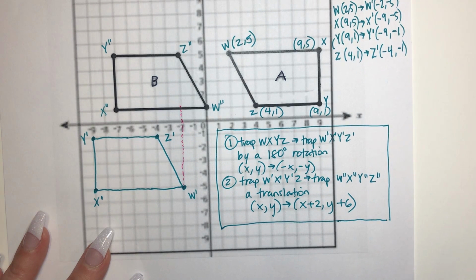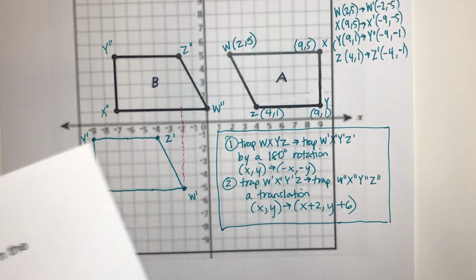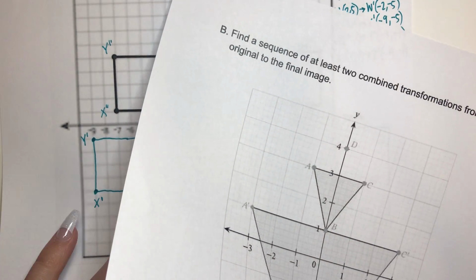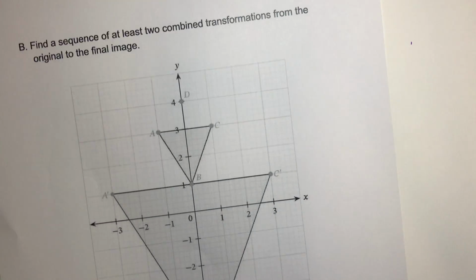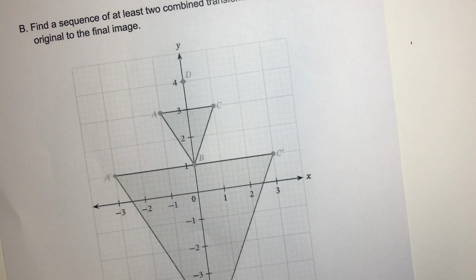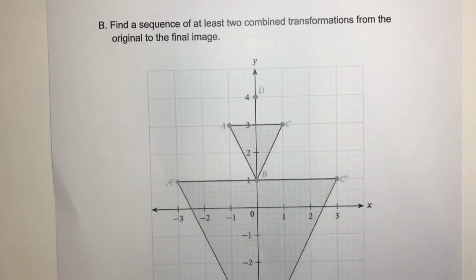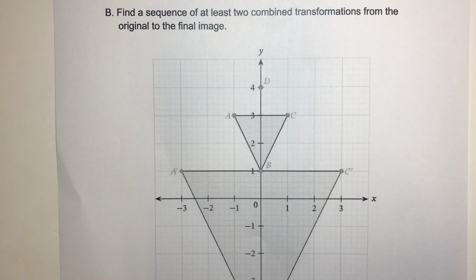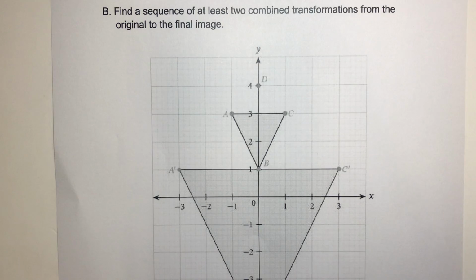Okay, let's look at this one. A lovely triangle here. Is this the right one? Yeah, I think this is the right one. Okay. All right. So we have a lovely triangle. It says find a sequence of at least 2 combined transformations from the original to the final image.